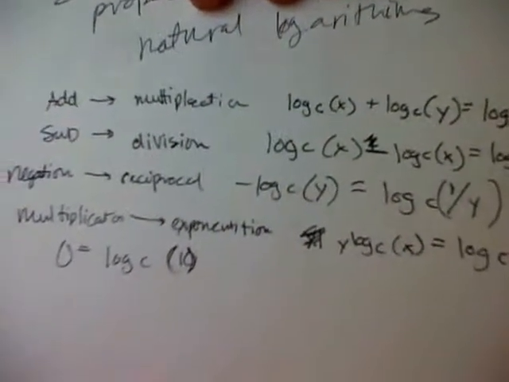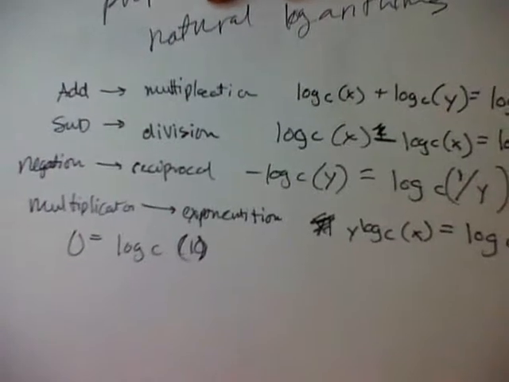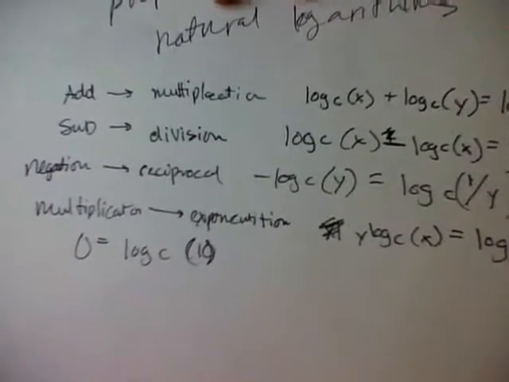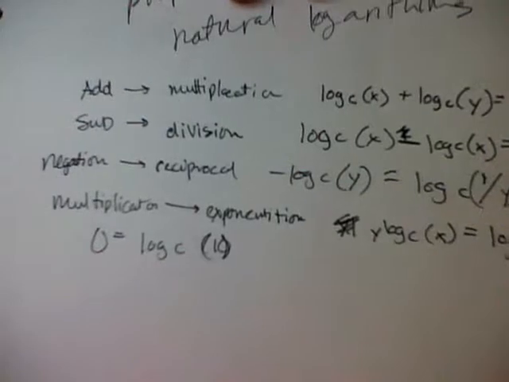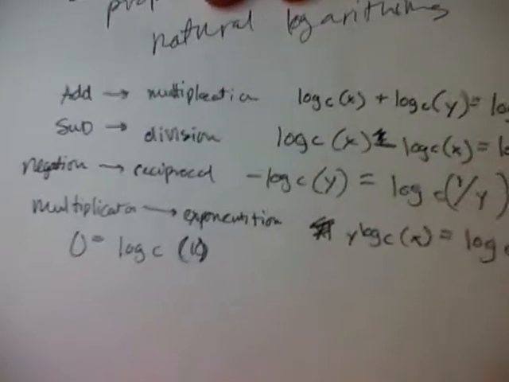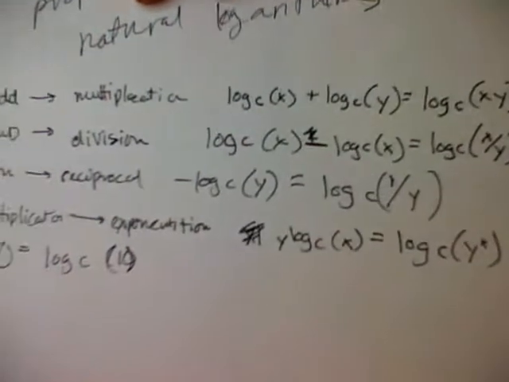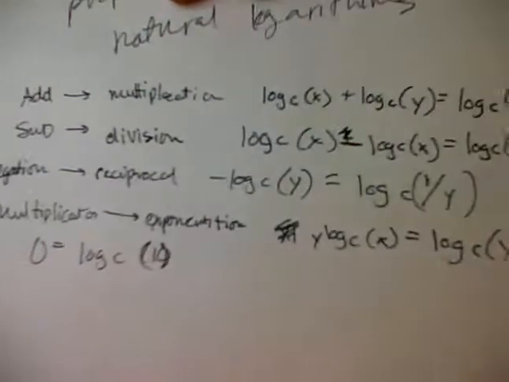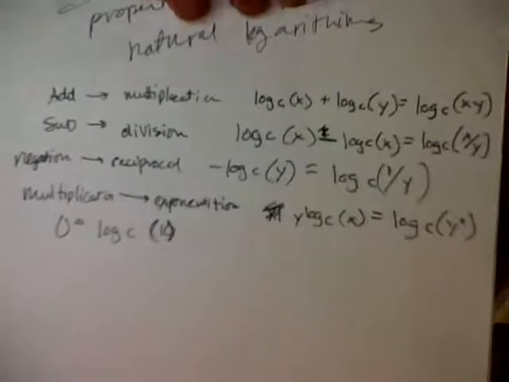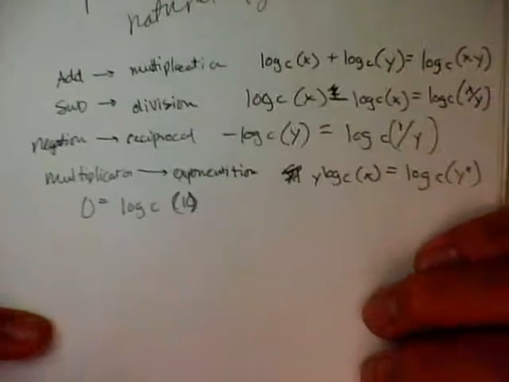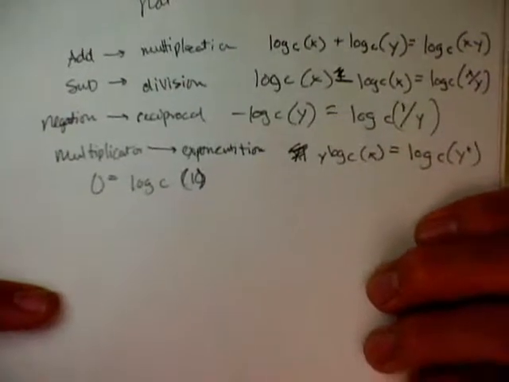Basically, if we put it all together, if we add a log to a constant base c of x plus a log to the constant base c of y, we get a log to the base c of x times y. As you can probably see for the rest of them. There you go.